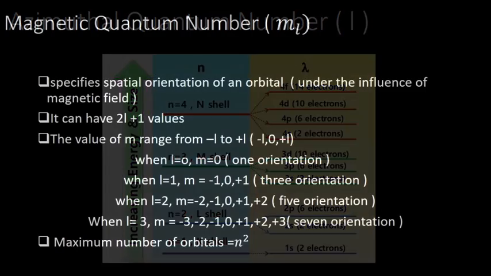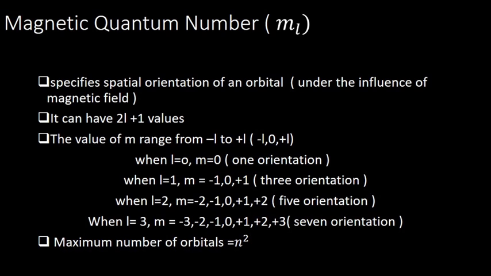Okay. The next one is the magnetic quantum number. The magnetic quantum number specifies the spatial orientation of an orbital under the influence of a magnetic field. Think about it: when you are in your classroom, everybody will be pointing towards the teacher. Everybody is looking at the teacher, isn't it?